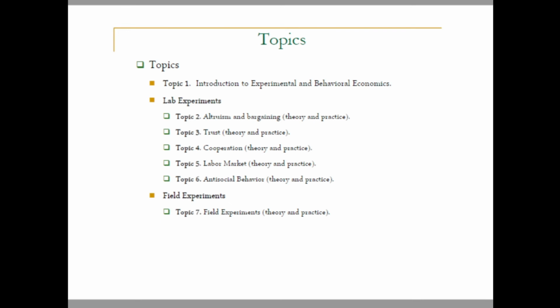These are the topics that we're going to study here in experimental economics. We will start, as I said, with the lab experiments, and the main topics will be altruism and bargaining, trust, cooperation, labor market experiments, and antisocial behavior experiments. Then we will see the field experiments, in which we will cover more or less the same topics. As you can see, we will have theory and practice sessions.